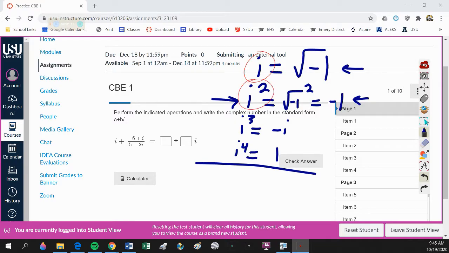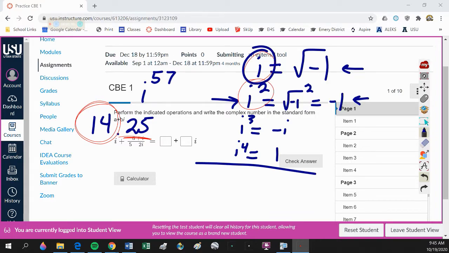Okay, what if I had i to the 57th? What is that going to be? Well, let's just divide it by 4. So if I do 57 divided by 4, I get 14.25, which means I went all the way through the list 14 times, and my remainder is 1/4. So that would be the same as i. Right? I finished the whole list 15 times, and then I did 1/4 of the list.